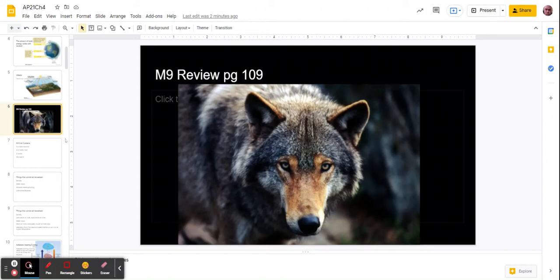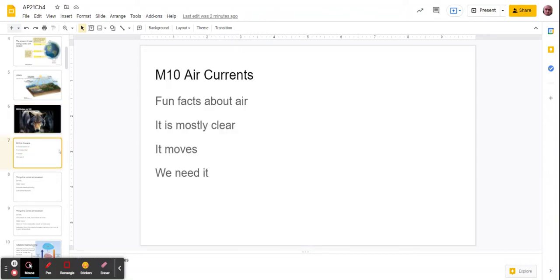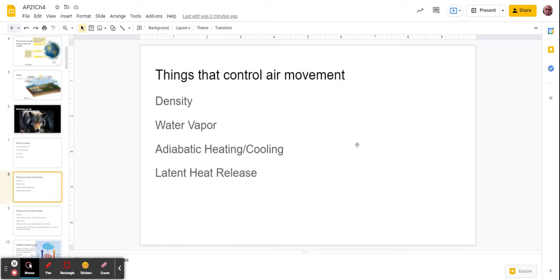All right, so here we are going into Module 10, air currents. And this is a very big section, and it has a lot of stuff that drives weather. So let's talk about air first. Fun facts: it's mostly clear, it moves, and we need it. Those are things you need to know. Things that control air movement, and the following pages will talk about these individually.